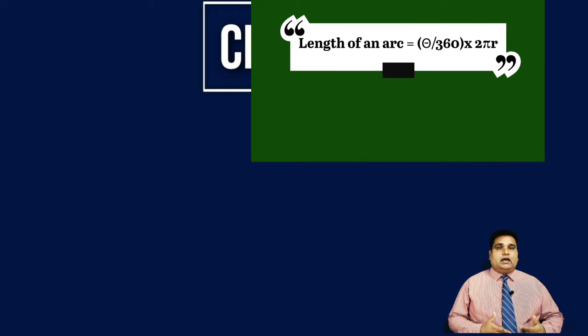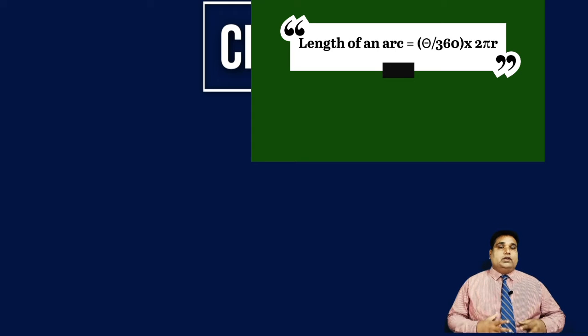2 pi r, as we know, is the length of the entire circumference. Then we take that portion. Suppose we take 90 degrees, that is 90 upon 360, which means we are taking 1/4 of the circumference. Theta is our central angle, so as per the value of the angle, we are finding the length of the arc.